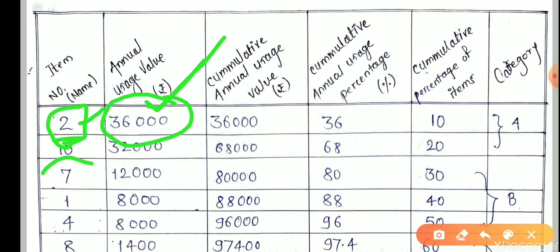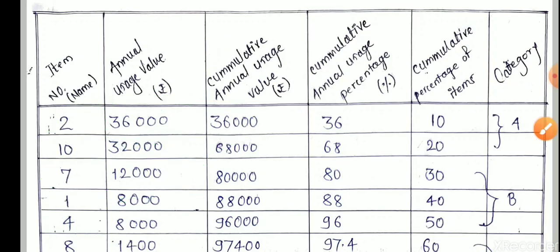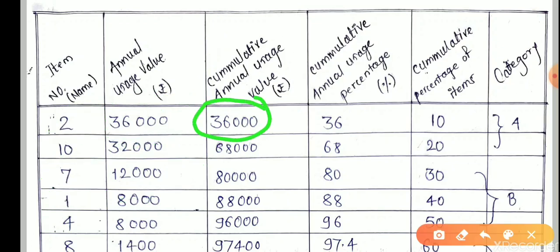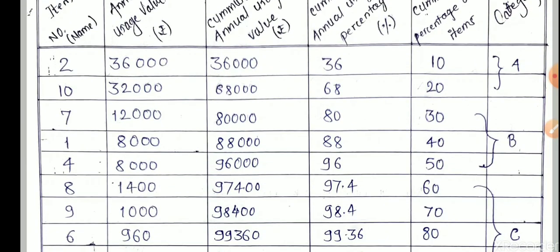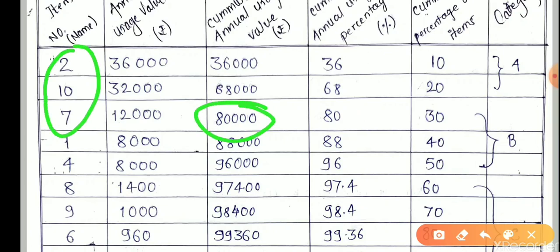Then for item number 7, we are going to spend 12,000 rupees in the complete year. And what is the meaning of cumulative? Cumulative means item number 1 spent 36,000, and 1 plus 2 spent 68,000, and 1 plus 2 plus 3 spent 80,000 rupees for the entire year. This 80,000 rupees represents that we spend on these 3 items, 2, 10, 7, for a complete year.